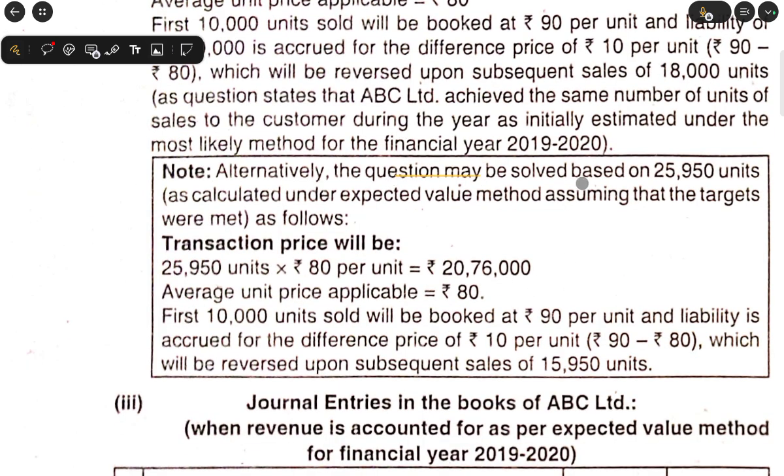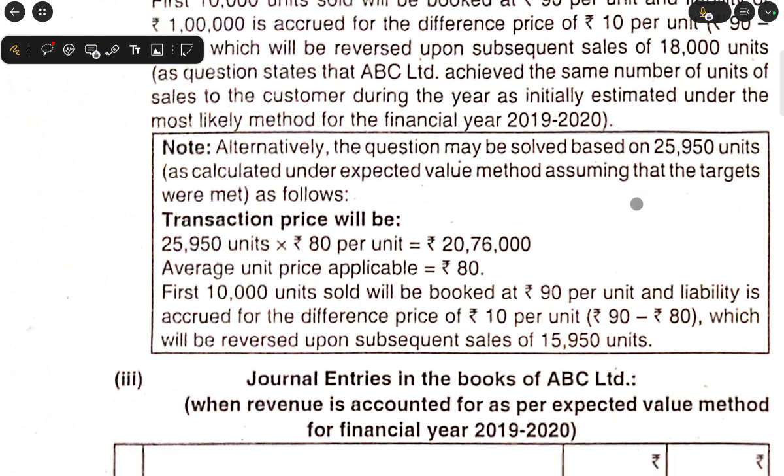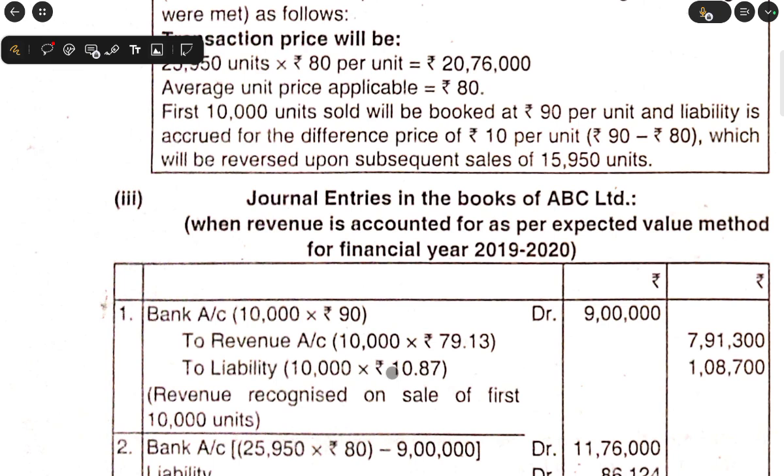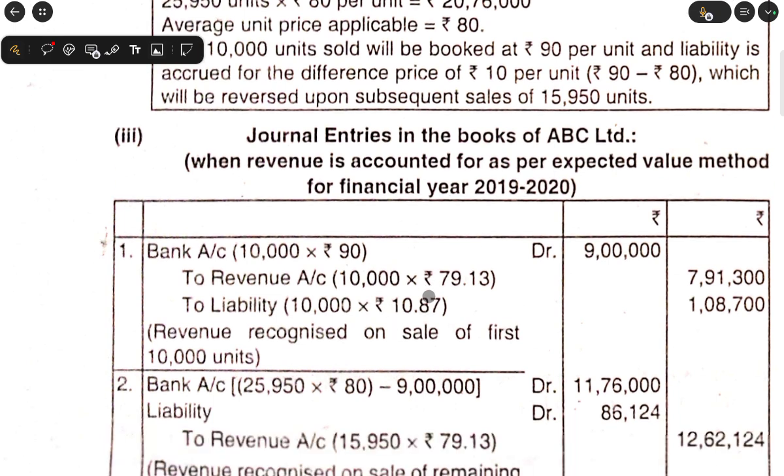Alternatively, the question may be resolved based on 25,950 units calculated on the expected value method. So 25,950 units at 80 per unit is 20 lakh 76,000. The average price per unit is 10 less. The first 10,000 units are sold at 90 and the liability accrued for the difference of 10 will be reversed upon subsequent sale of 15,950 units. These are the journal entries.